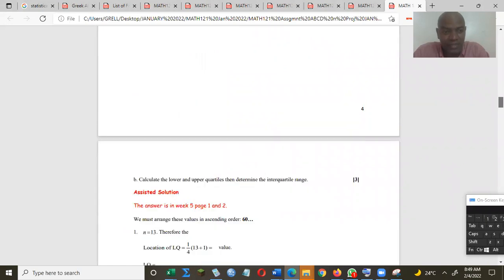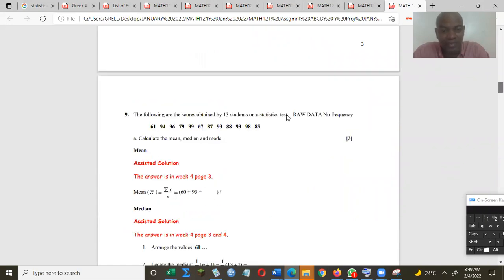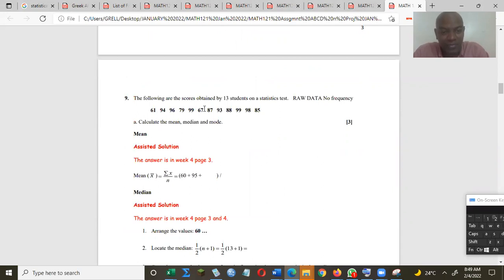That's where the most difficult things have begun. That's where the actual calculations are happening. And that's the number 9 in the assignment itself. It says the following are the scores obtained by 13 students on a statistics test.